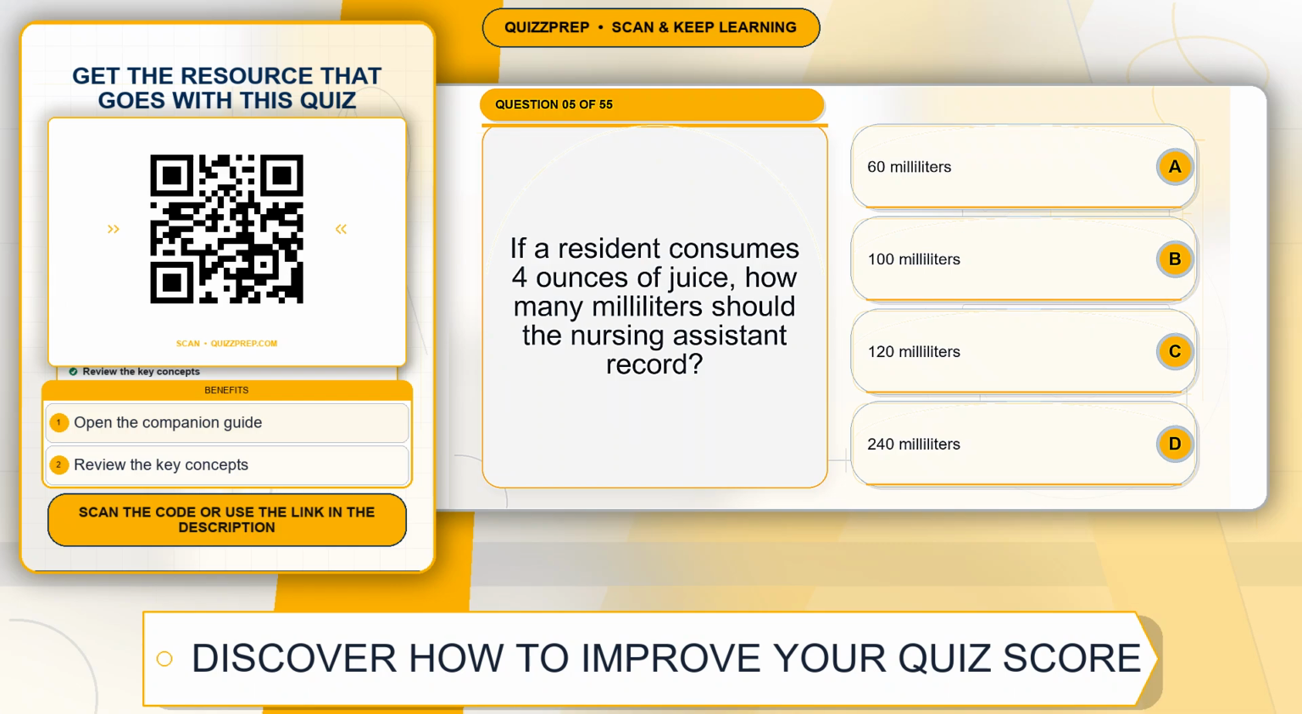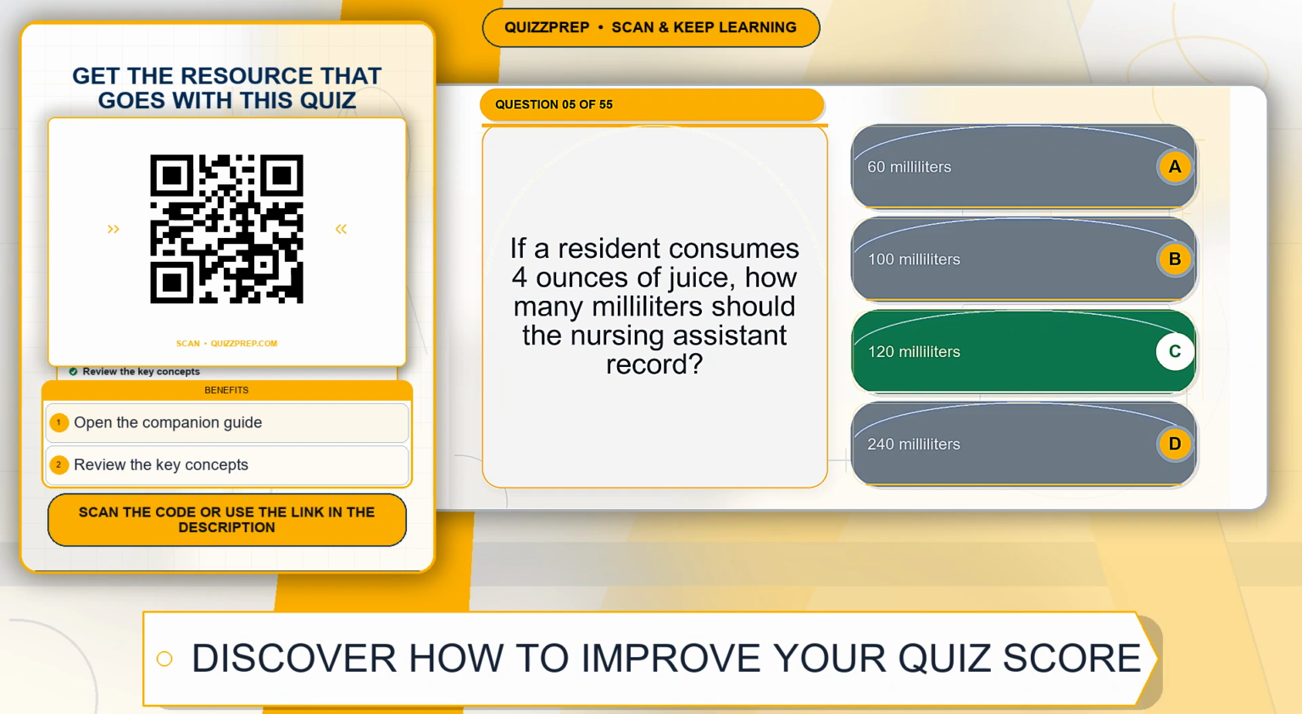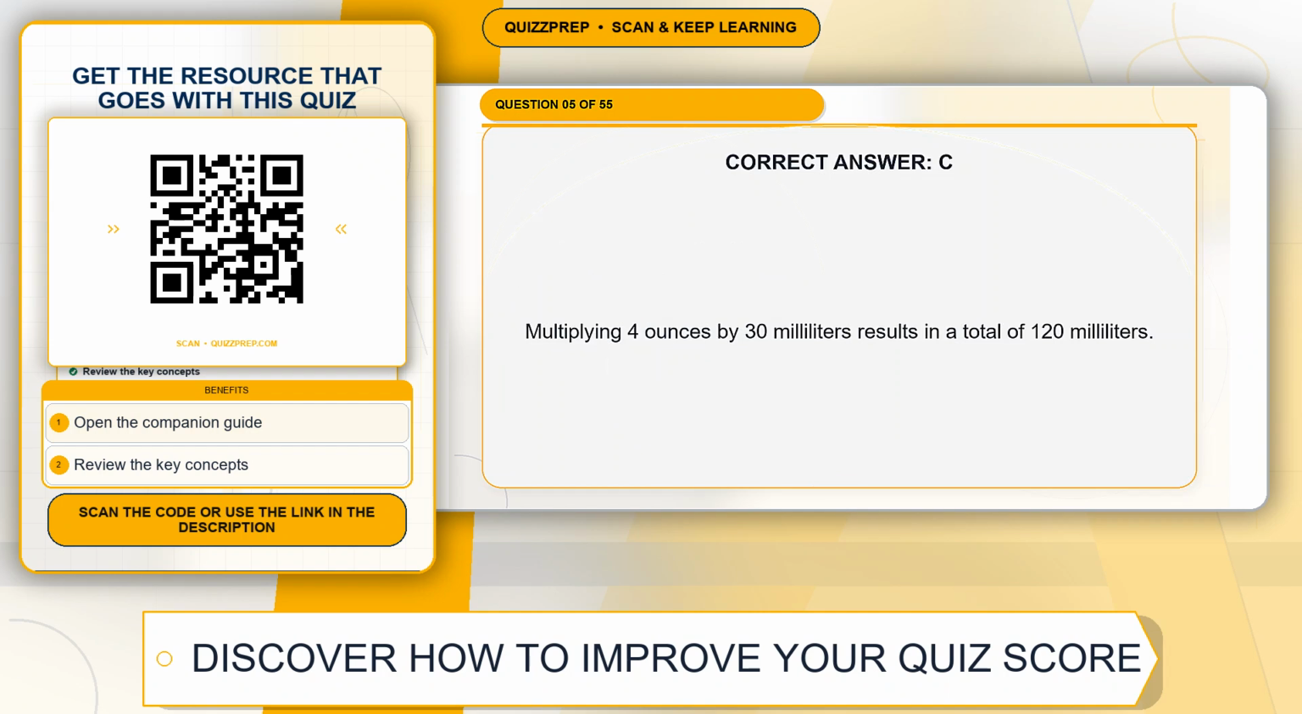Question 5. If a resident consumes 4 ounces of juice, how many milliliters should the nursing assistant record? Option A, 60 milliliters. Option B, 100 milliliters. Option C, 120 milliliters. Option D, 240 milliliters. The correct answer is option C, 120 milliliters. Explanation. Multiplying 4 ounces by 30 milliliters results in a total of 120 milliliters.